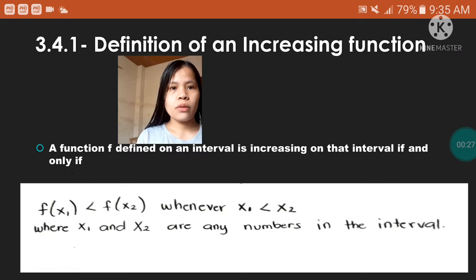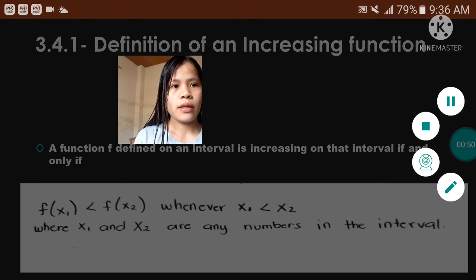In 3.4.1, definition of an increasing function. A function f defined in an interval is increasing on that interval if and only if f of x sub 1 is less than f of x sub 2, whenever x sub 1 is less than x sub 2, where x sub 1 and x sub 2 are any numbers in the interval.